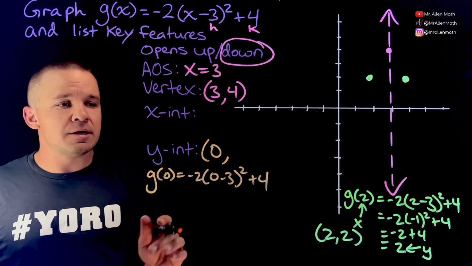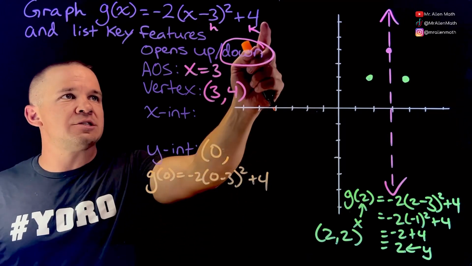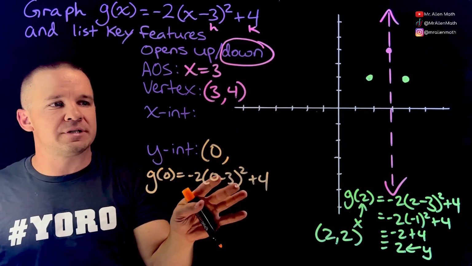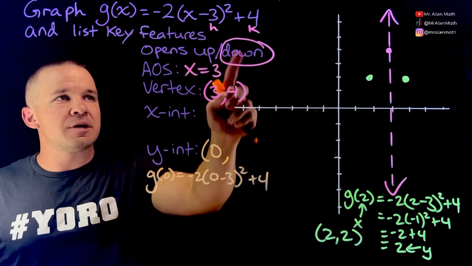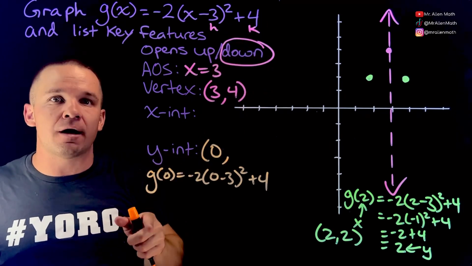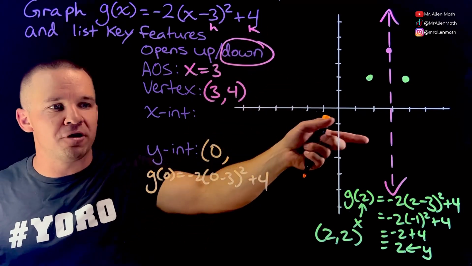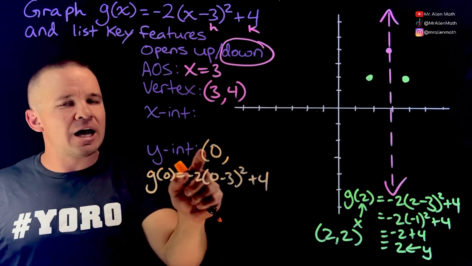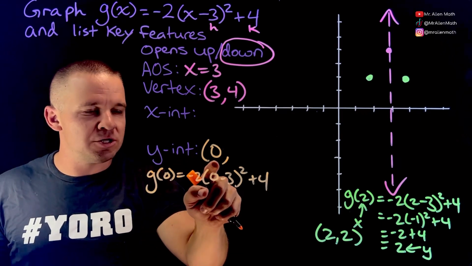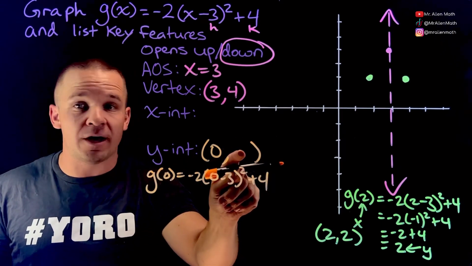Now, here's the thing, guys, a lot of people think it's just this number right here. No, it's not 4 this time. This is not standard form, so I can't just take the little number at the end there. That's my y-coordinate of the vertex, not my y-intercept. I've got to plug in 0 to get that. And if I plug in 0 for x, I'm going to get the y value that goes with it.